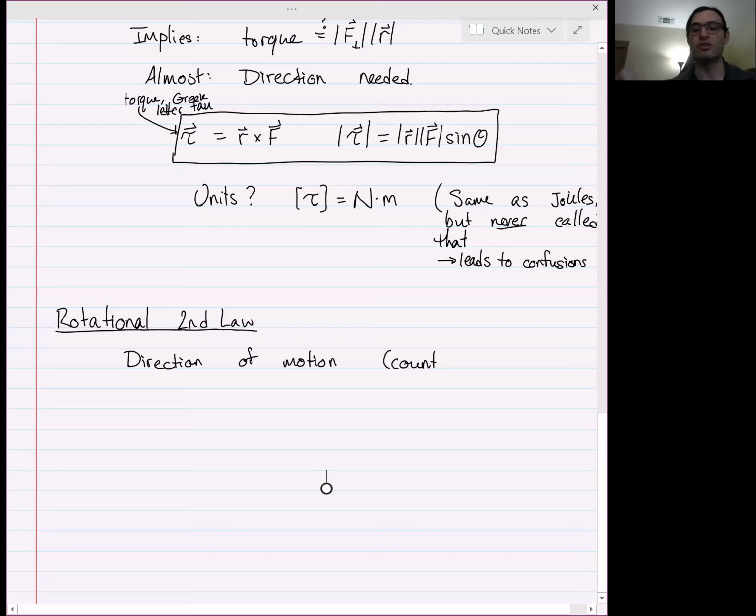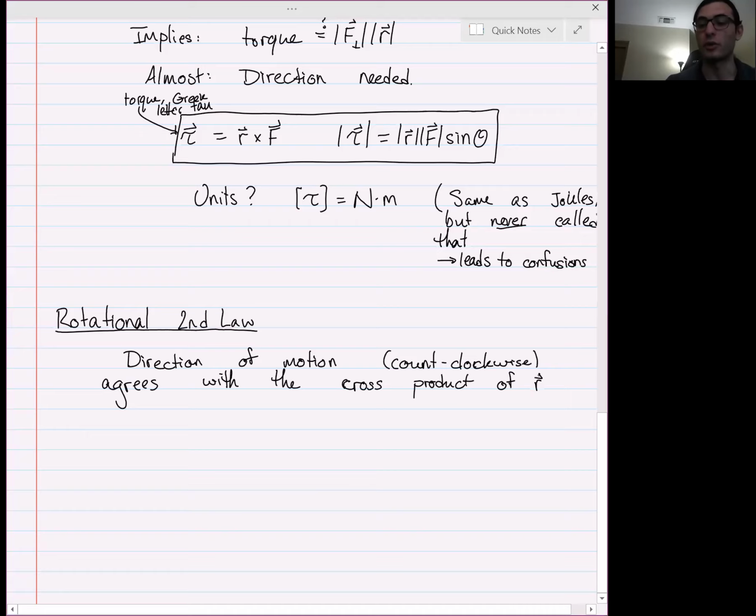Right. So the direction of motion, which is counterclockwise, agrees with the cross product r cross F. Right, they match up just from doing some right-hand rule stuff.